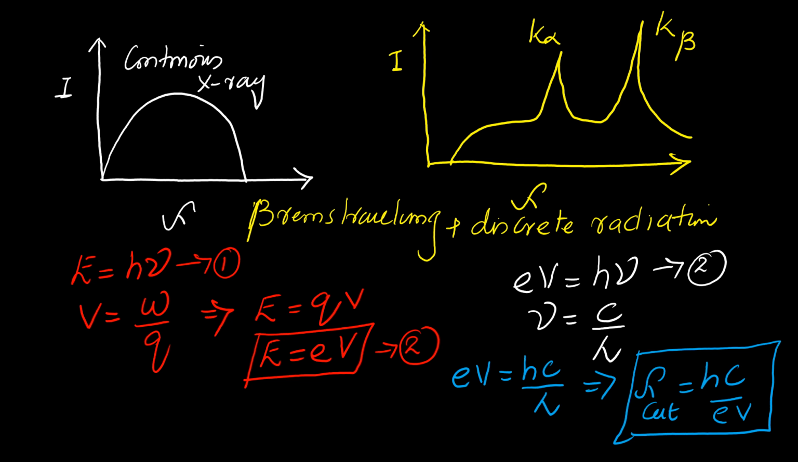So dear student, now let us discuss characteristic X-rays. Characteristic X-rays are a type of X-rays which are produced whenever an electron jumps from a higher energy level to a lower energy level in an atom. They are released due to an inner shell transition. They release electromagnetic radiation in the form of X-rays, and these X-rays are known as characteristic X-rays.